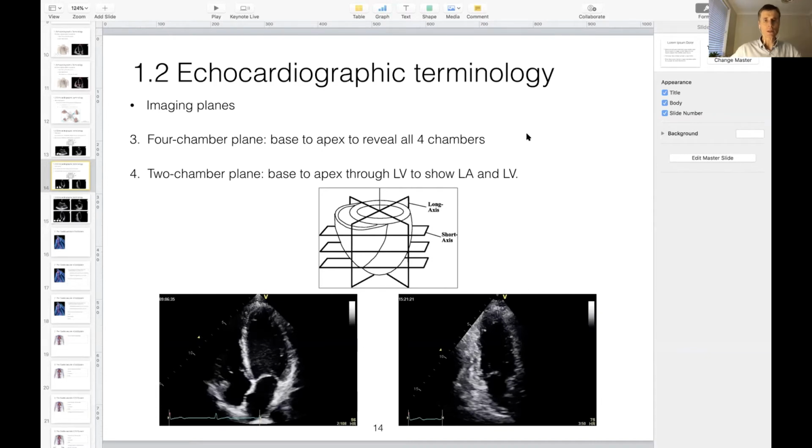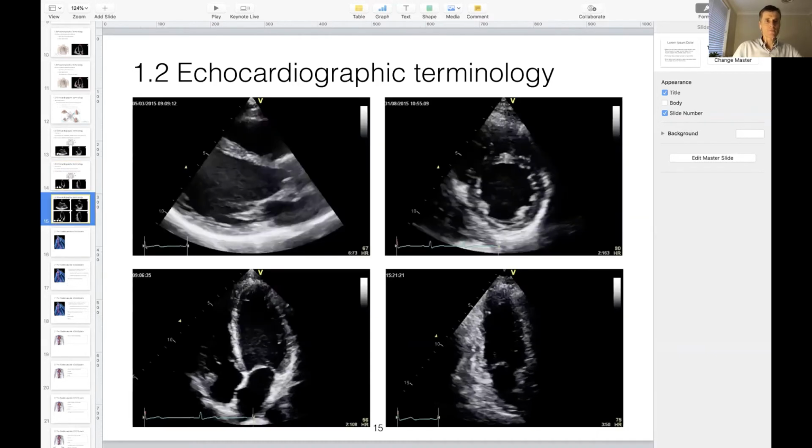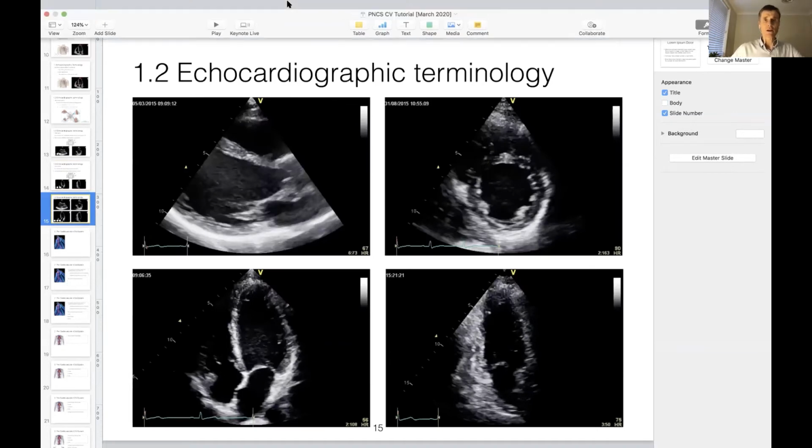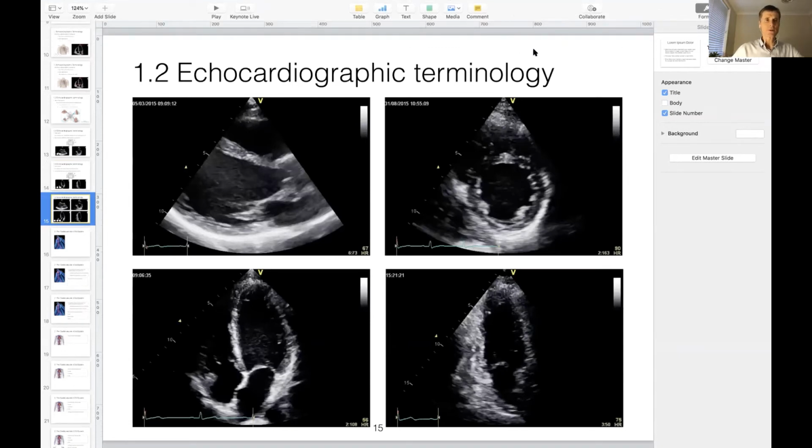And then the 2-chamber plane is at 90 degrees to this. And in the 2-chamber plane, as the name suggests, you see just 2 chambers. In this particular case, we're looking at the 2-chamber view of the left ventricle, which shows the left atrium, the left ventricle, and of course, you can see some other structures too, including the mitral valve. So those 4 planes, I encourage you to remember, get used to.